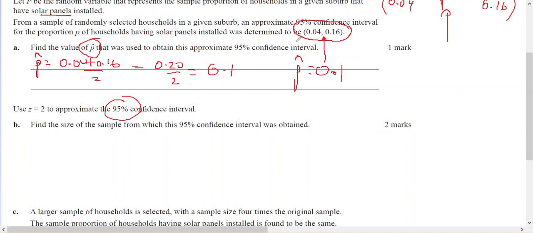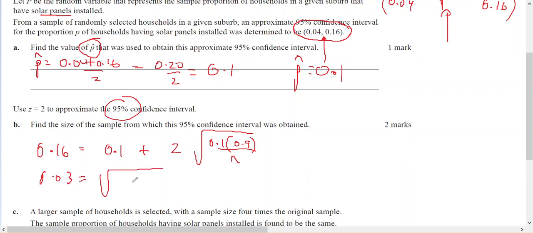Use z equals 2 for the approximate 95% confidence interval. So if this was the confidence interval, find the sample size n. My upper limit, which is 0.16, will be p hat, 0.1, plus 2 lots of the square root of 0.1 times (1 minus 0.1), 0.9, all on n. Solve for n. If I move the 0.1 over, that gives me 0.06, and if I divide by 2, 0.03 equals the square root of 0.09 on n.